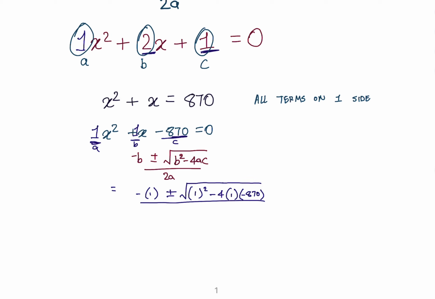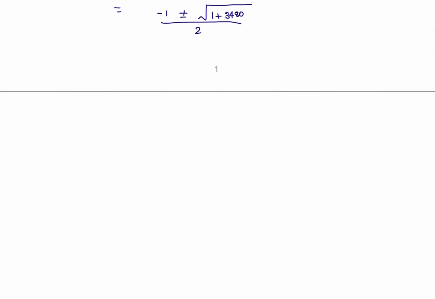So, and then this is divided by 2a. So a is 1, so 2 times 1. Now let's simplify this equation. Negative 1 plus minus the square root of 1 minus, but since minus and minus, when multiplying minus and minus, we get a positive. So minus 4 times negative 870 gives us a positive number. And as I put this into my calculator, we get 3,480. Divided by 2 times 1 is 2. Now let's continue this on the next page.